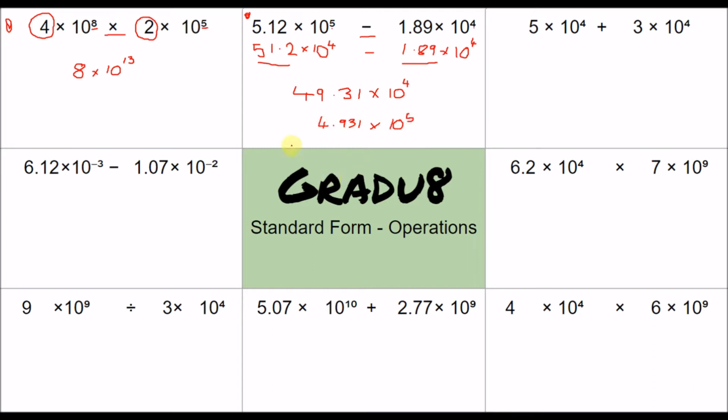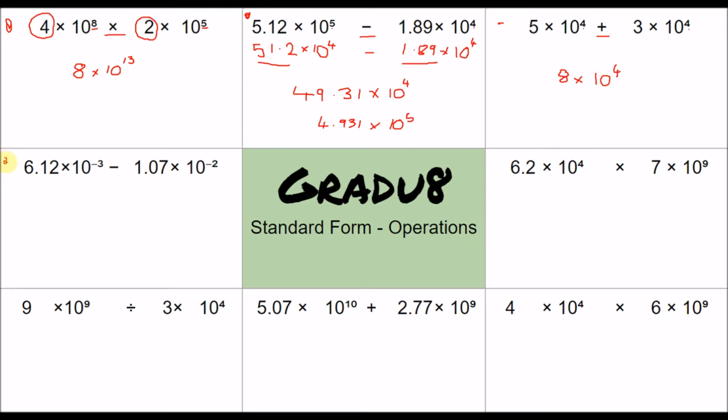So 4.931 times 10 to the power of 5. Okay, so let's look at this question here. Okay, so it's an addition. So the rules are relatively similar to the subtract question, except obviously you're going to add them. What you might notice already though is there is a 4 here and a 4 here. So they're already in the same sort of realm. So you've got 5 and 3. We'll add those together, you get 8. And then you've got times 10 to the power of 4. Okay, so that's really simple.